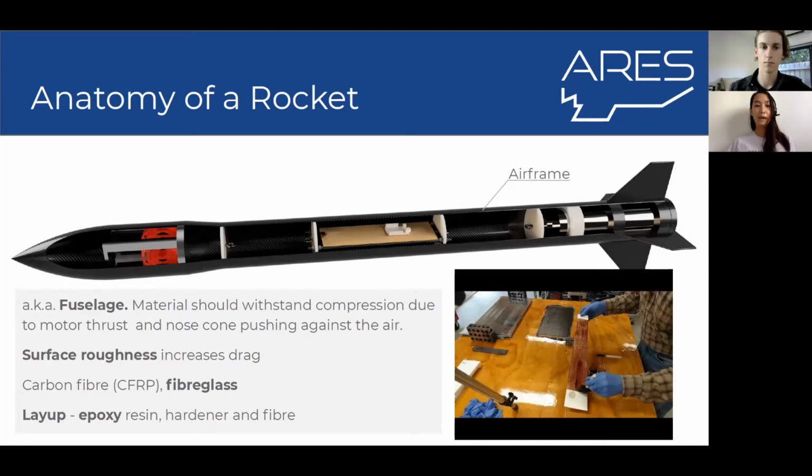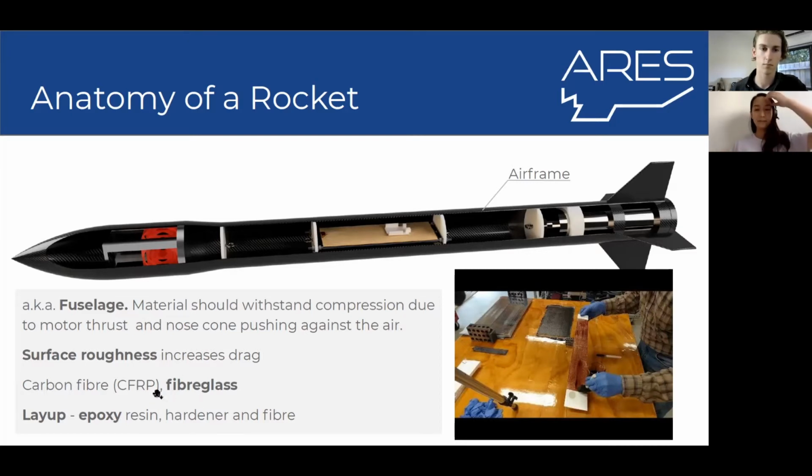For a low-powered rocket, it's usually made from plastic or cardboard or wood or some sort of weaker material. But when we're dealing with a high-powered rocket, we're dealing with a lot of thrust. That means that's a lot of stress that it would have to be able to withstand, and so we need better materials for that. In terms of what we've decided to use, we're using carbon fiber.